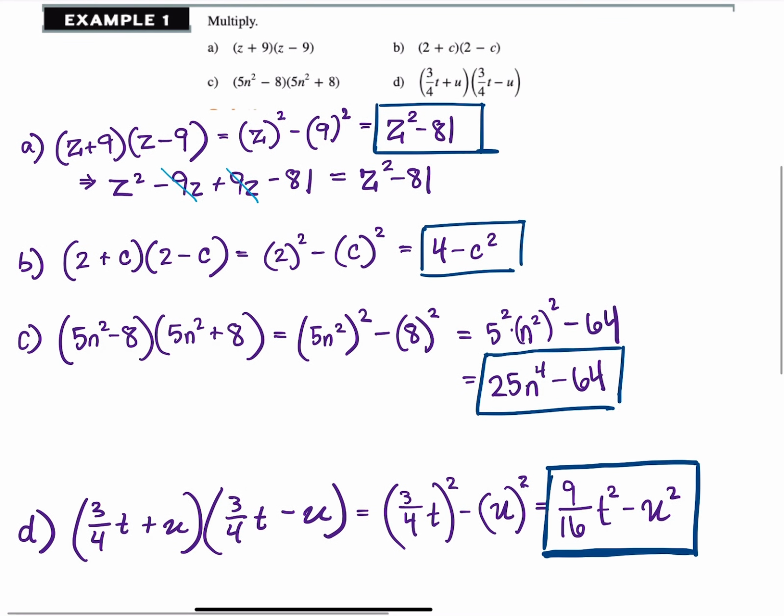But this is extremely useful. It can save us some work. We don't have to do this middle part. But the key is that we have to be in this situation where we have a plus b times a minus b, where the two terms are the same, like here, 5n squared and 8, 5n squared and 8. And the only thing that's different between the two multiplied factors are a plus and minus. One is plus and the other is minus.